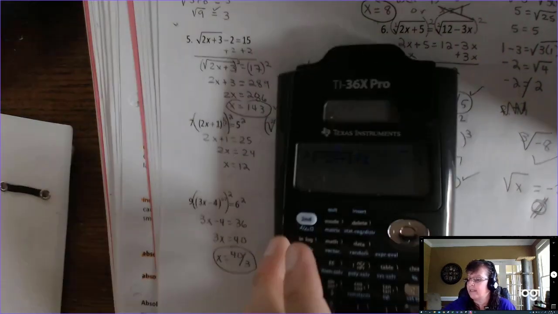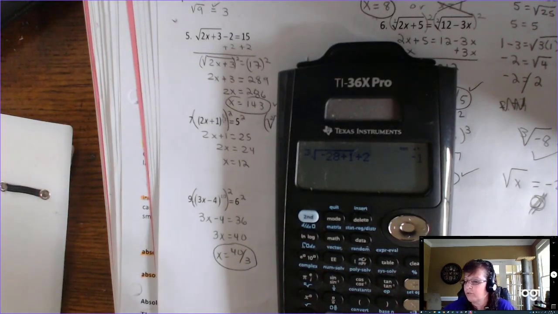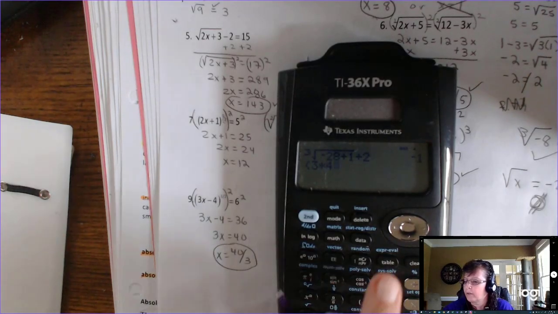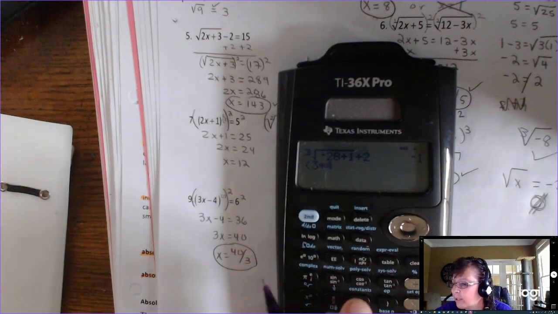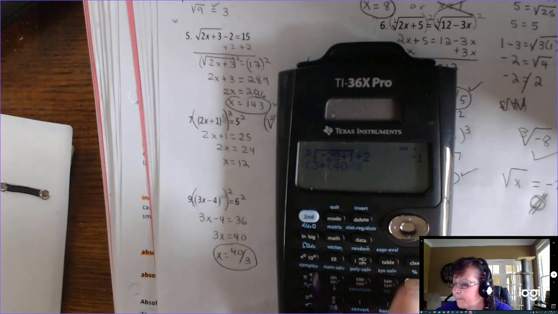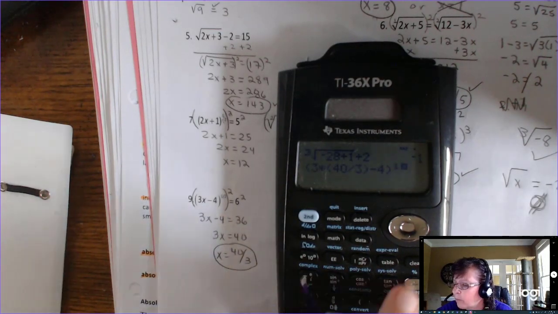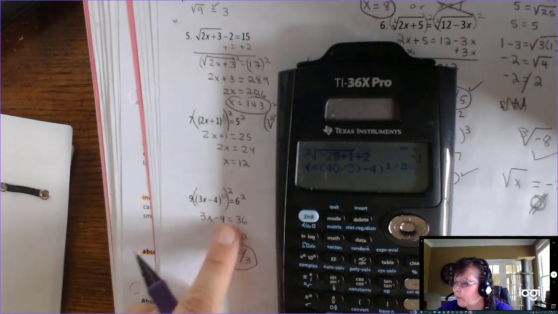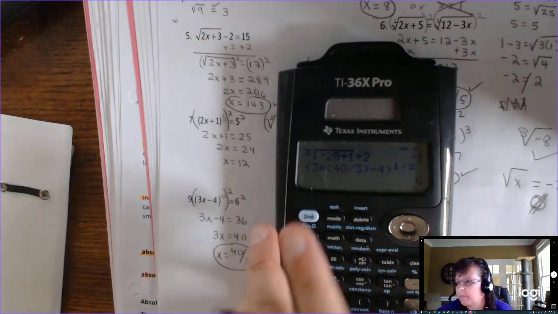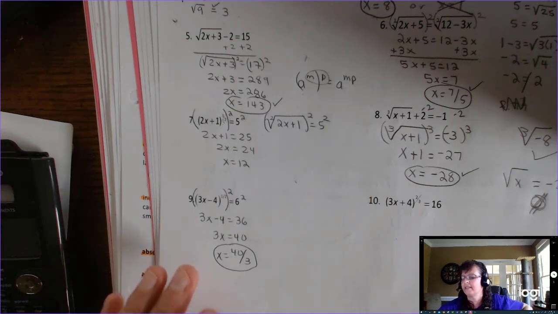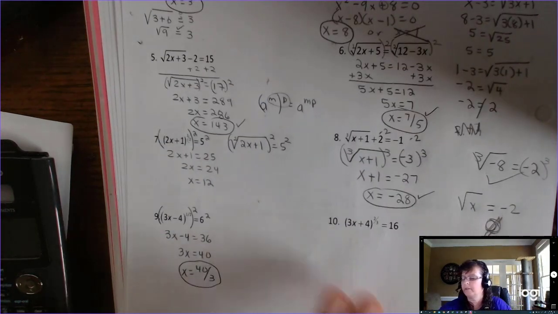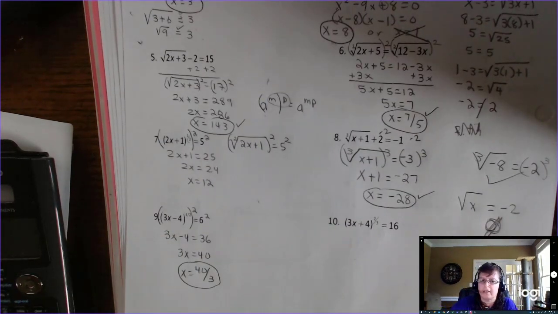I didn't see anything unusual happen, but sometimes you can get in trouble by not checking. So I'm going to check it. 40, let's put parentheses around that, 40 over 3 minus 4, all of that to the 1/2 power. And when I hit enter, it should equal 6. It does.